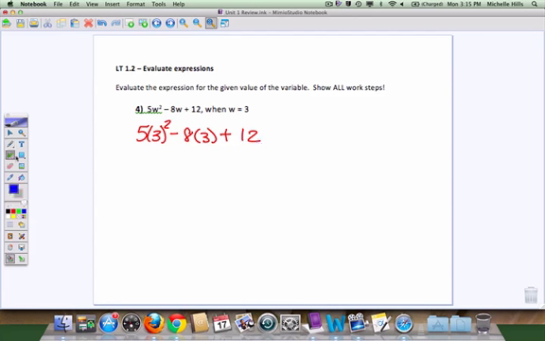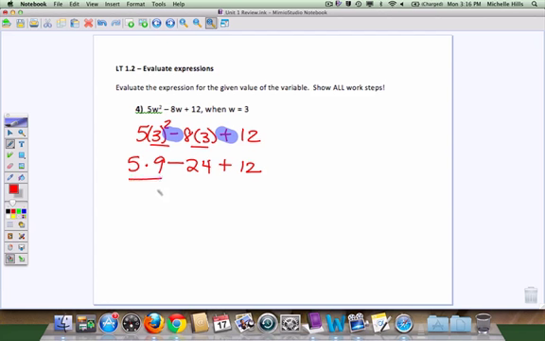Now if I want to, I can speed up this process just a little bit because I don't have any operations inside parentheses. I know the last thing I'm going to do is this subtraction and this addition because they are not inside parentheses, and addition and subtraction are the last things I do in the order of operations unless they're inside parentheses. So I can start simplifying this part and this part simultaneously. I have multiplication and an exponent on this left part. Exponent would go first, so this becomes 5 times positive 9 minus 8 times 3 is 24, and then my plus 12.